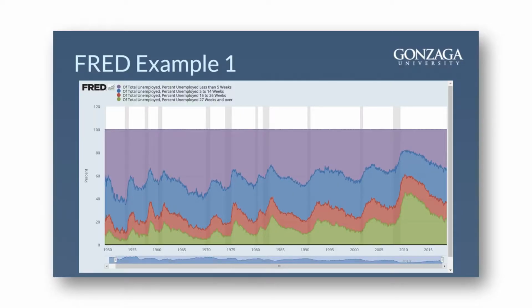So those were the 3 that I needed to become familiar with. FRED, really easy. So some example graphs I had students do, just go in and look at duration of unemployment. So they could go in and see what's going on. They could interact with the data.